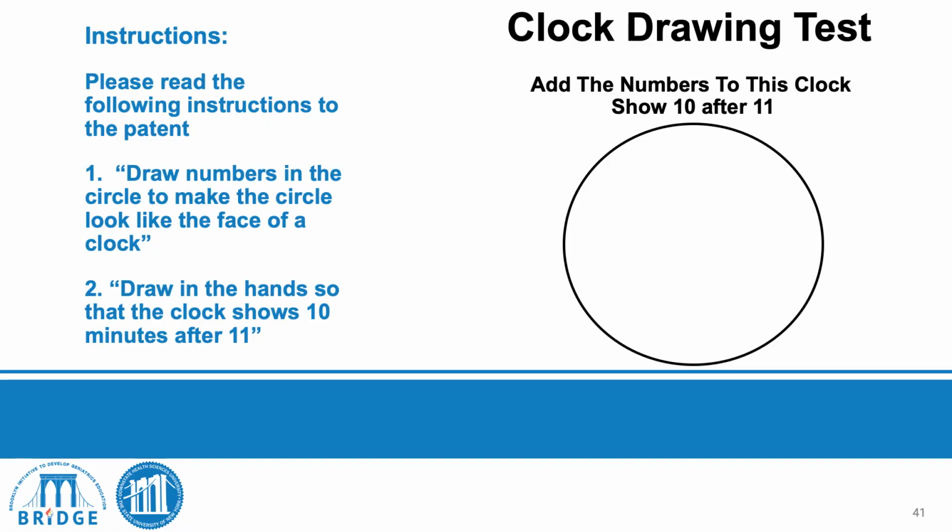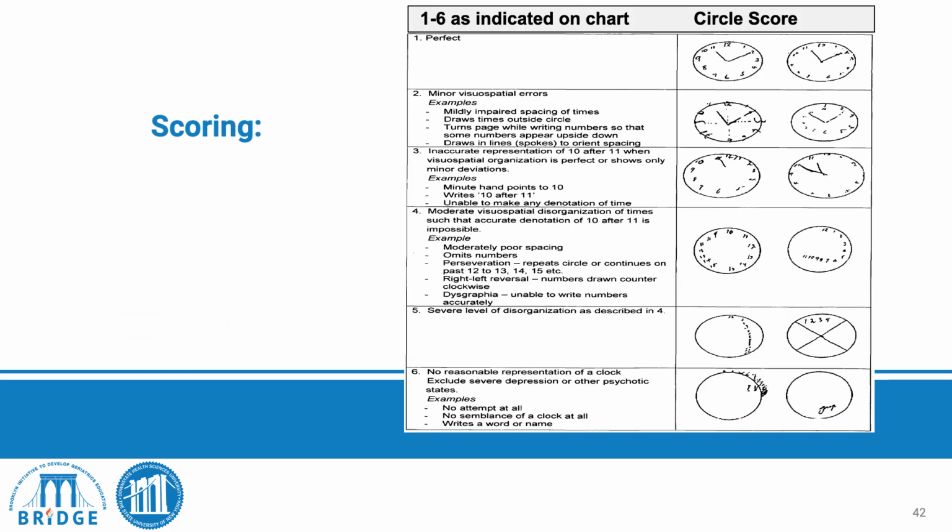The clock drawing, we start out with just a circle and instructions. Add the numbers to the clock, add the hands to the clock, and the hands of the clock should indicate 10 after 11. Okay, so this is how the test starts out. We have it printed, we hand the patient or the community resident this with these instructions, right? And this is the scoring.